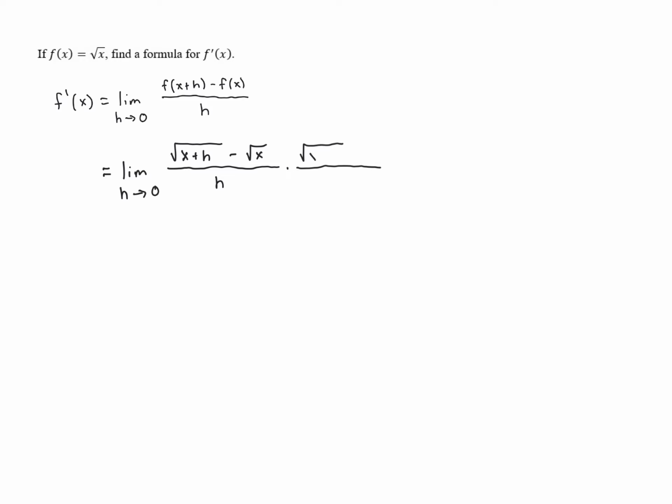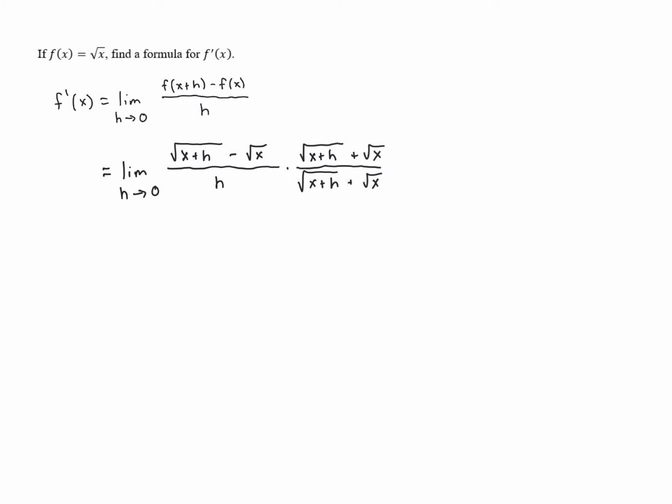So we're going to multiply by the square root of x plus h, plus the square root of x, in the top and in the bottom. The reason that we do this, you'll recall, is that when we've got a difference times a sum, that gives us the difference of two squares.